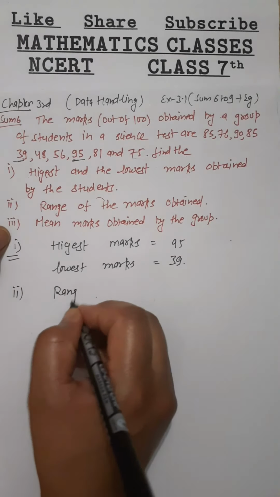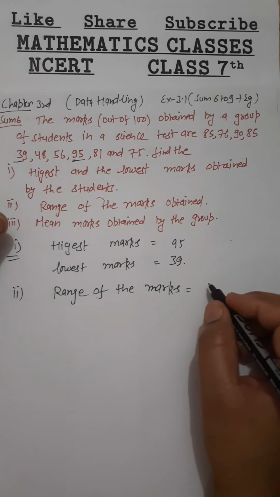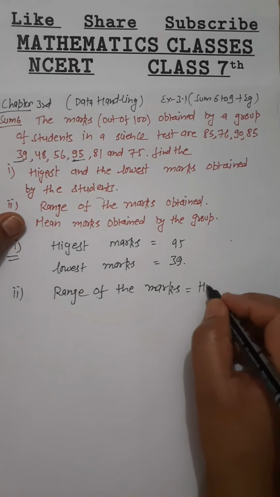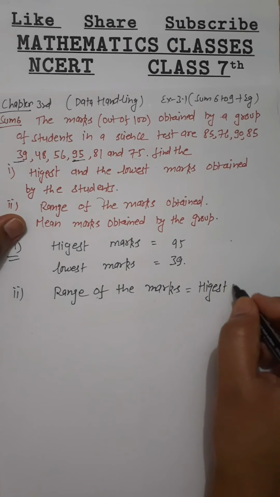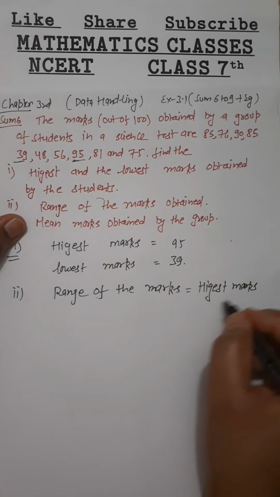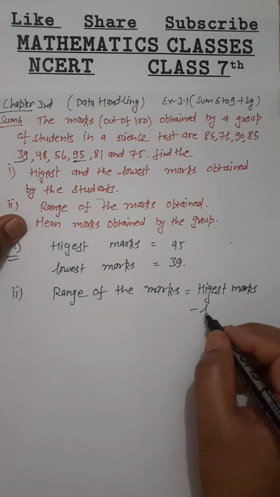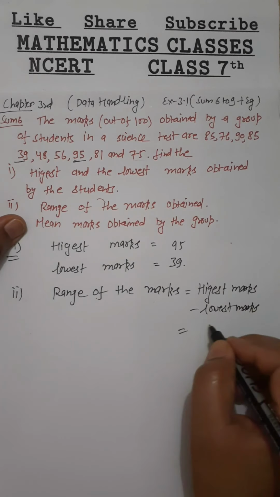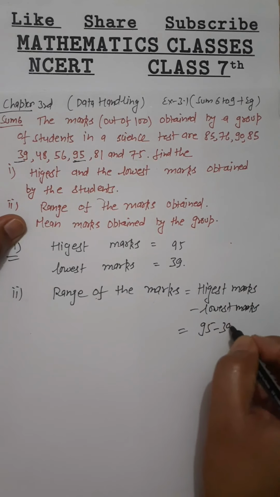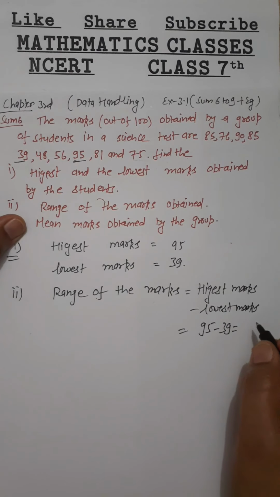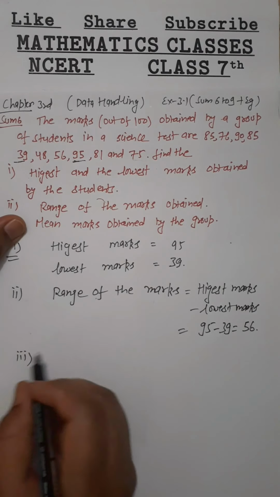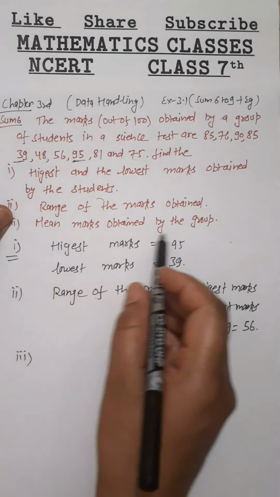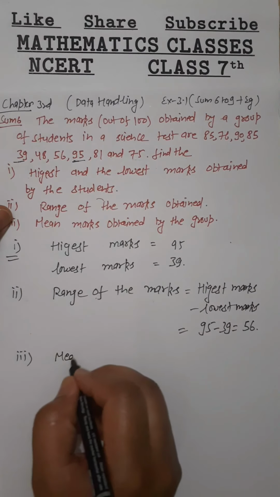range of the marks. Range means to say highest mark minus lowest mark. Highest marks 95 minus 39 makes 56. Third, mean marks obtained by the group.